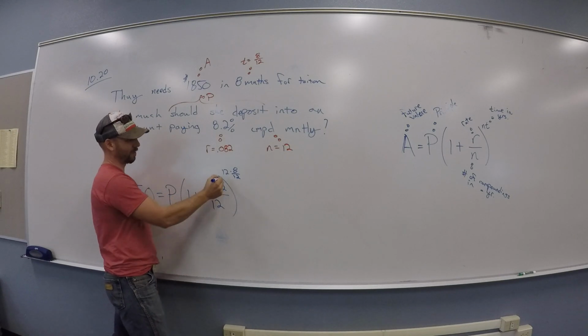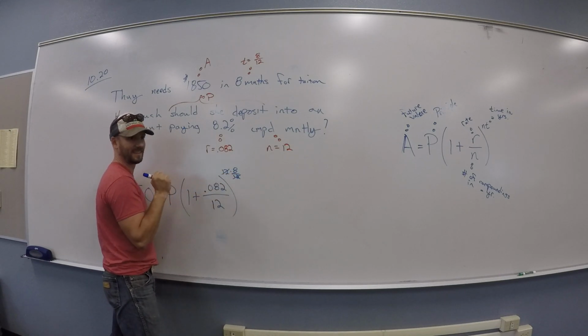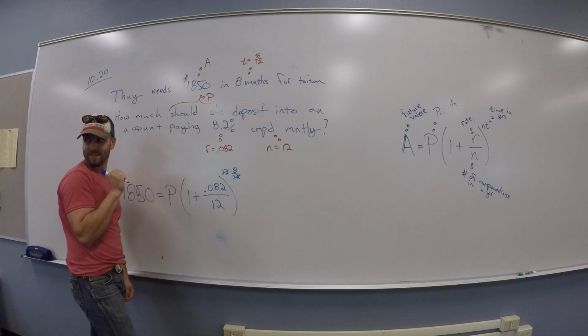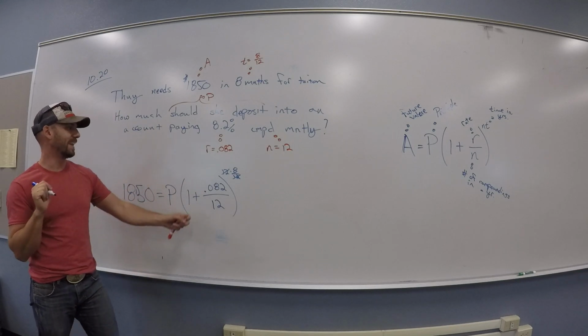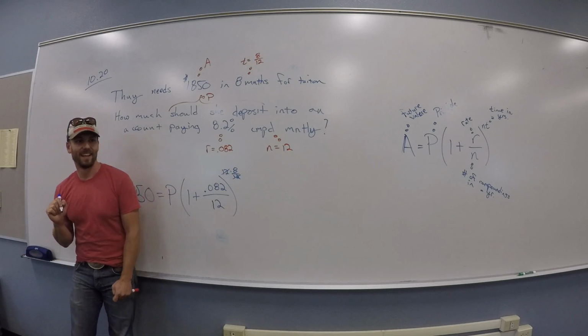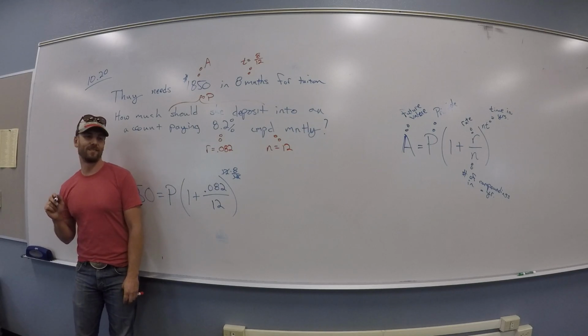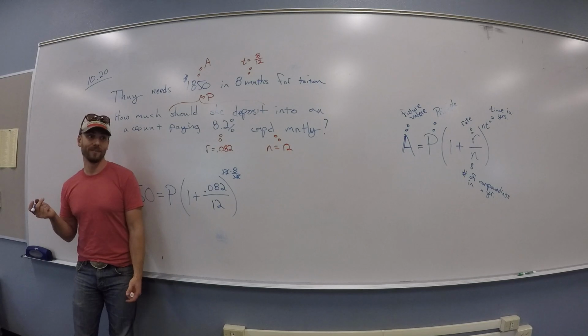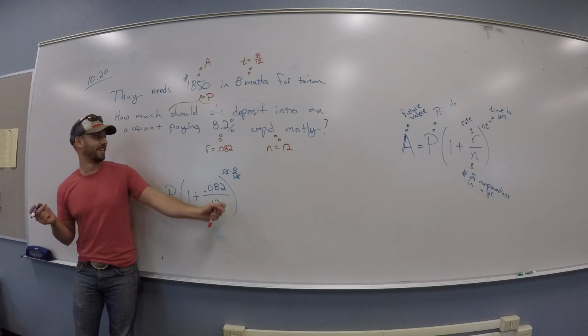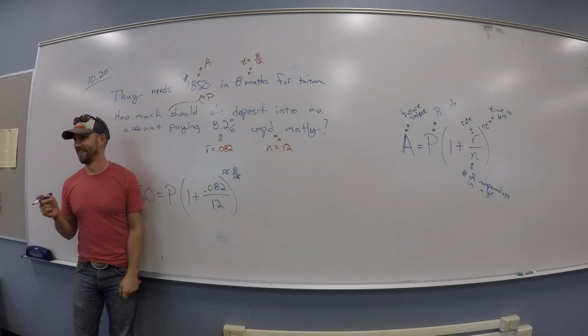And then you might note that's 8. Why is that 8? Because the 12 over 12 cancels out. How many compoundings are we going to do in 8 months? We're going to do 8 compoundings in 8 months, right? Hence the 8 up here.